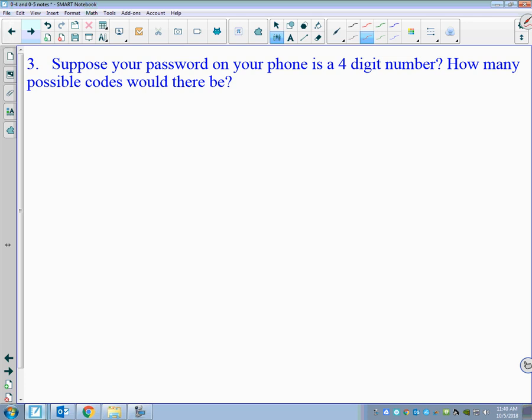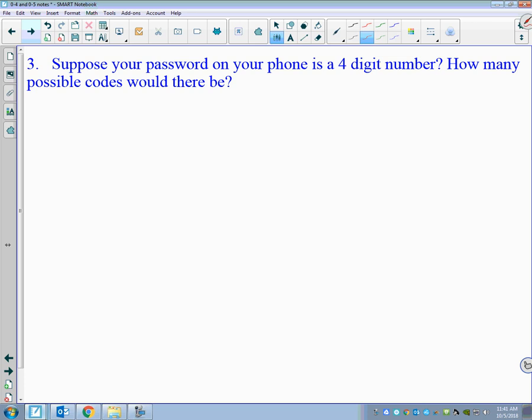So like passwords. It used to be that your password could just be a 4-digit number. Most ATM passwords are still that way, but now there's lots of other things with one character, an uppercase and a lowercase. It makes a lot more possibilities. But it says, suppose your password on your phone is a 4-digit number. How many possible codes could there be?